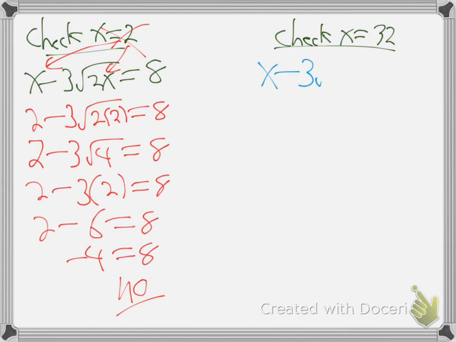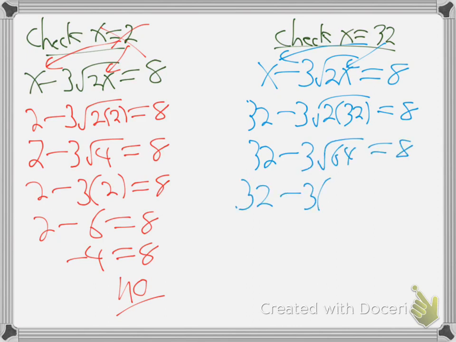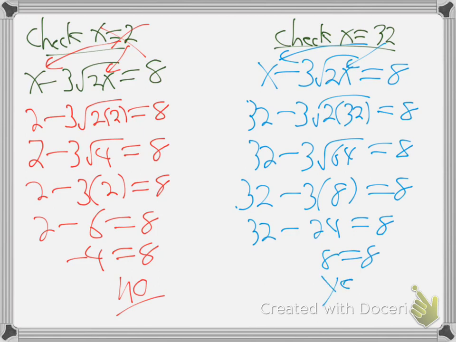Let's try the other one. x minus 3 root 2x is 8. Put in the 32. 32 minus 3 root of 2 times 32. 32 minus 3 root of 64. 32 minus 3 times 8, which is 32 minus 24. 8 equals 8, yes. So the only answer is 32. That was a long problem.